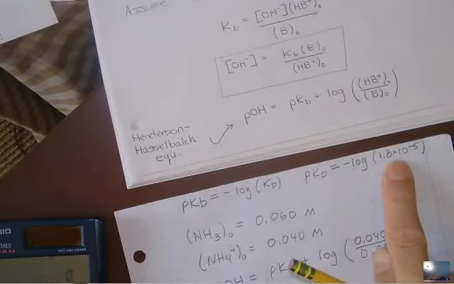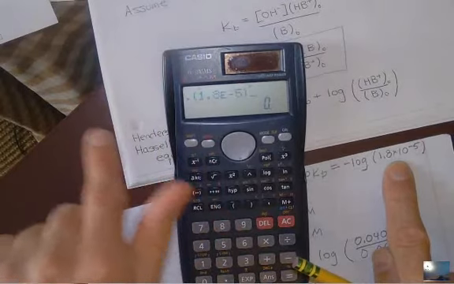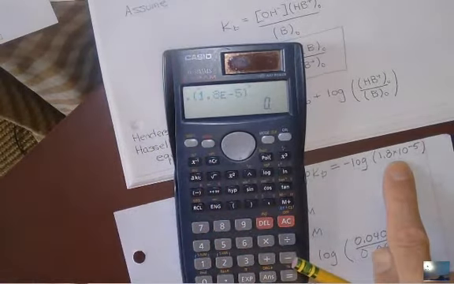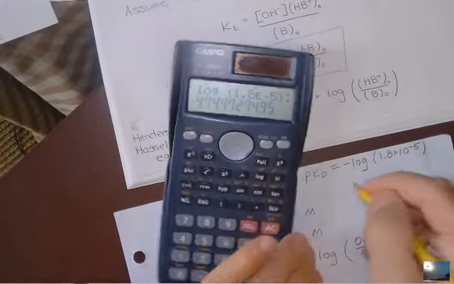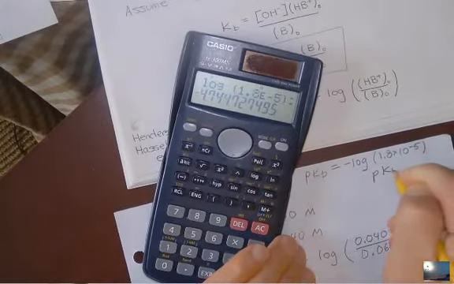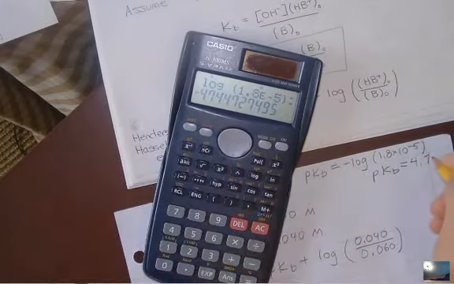Okay, so what do I do? I take the LOG, open the parentheses, 1.8 E minus 5, close the parentheses. My LOG is just to the left over here, okay? Equals 4.74. So the pKb of ammonia is 4.74, so I'll leave it at that.